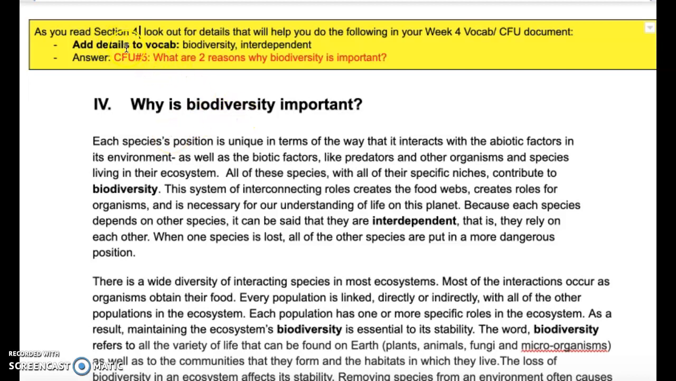Now, as we read, you're going to be looking for details to add to these two vocab terms, biodiversity and interdependent. And then after that, you're going to use what you learned to answer CFU, or check for understanding, number 5. What are 2 reasons why biodiversity is important?